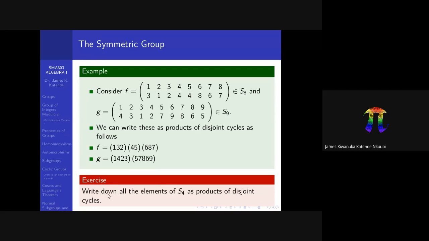So earlier on, I had given you an exercise to write out all the elements of S4. Now once you write them down, you can try to write all the elements of S4 as products of disjoint cycles. So that again is an exercise for you to do.